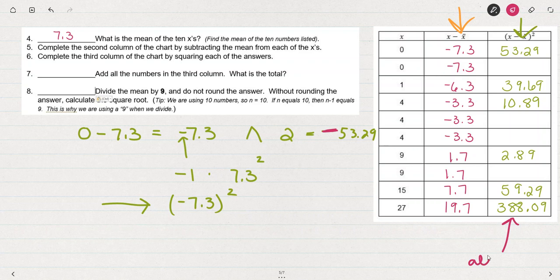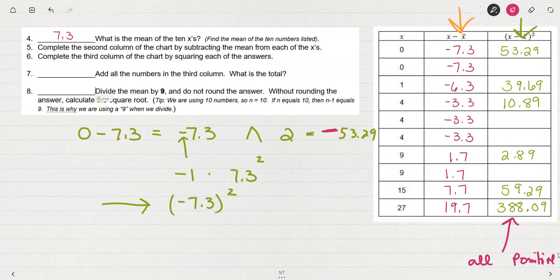All numbers should be positive in this column. So check your calculation and make sure your calculator isn't pulling a fast one on you. Make sure that you're getting a positive number. If you did get a negative number, that's okay. Just take the absolute value and change it when you write it. Write it as a 53 29/100 rather than writing the negative 53 29/100.